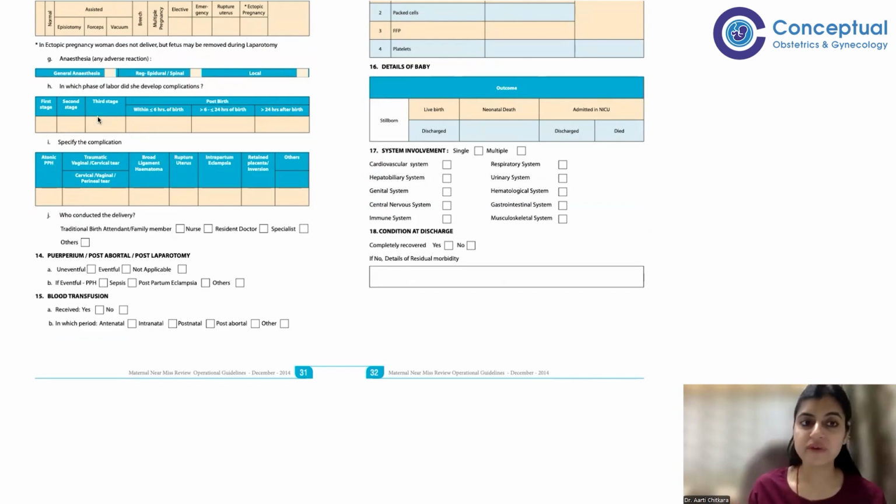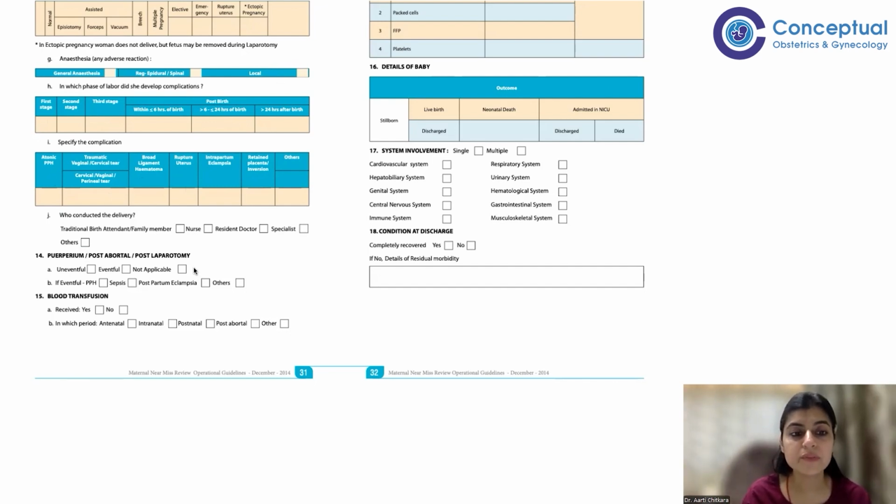In which phase of labor did she develop complications: post-birth, within 6 hours, 6 to 24 hours, or after 24 hours, or the first stage, or not applicable? What is the complication like? Atonic PPH, traumatic, cervical, vaginal pain and tears, broad ligament hematoma, rupture uterus, intrapartum eclampsia, placenta, or others. Next is about who conducted the delivery.